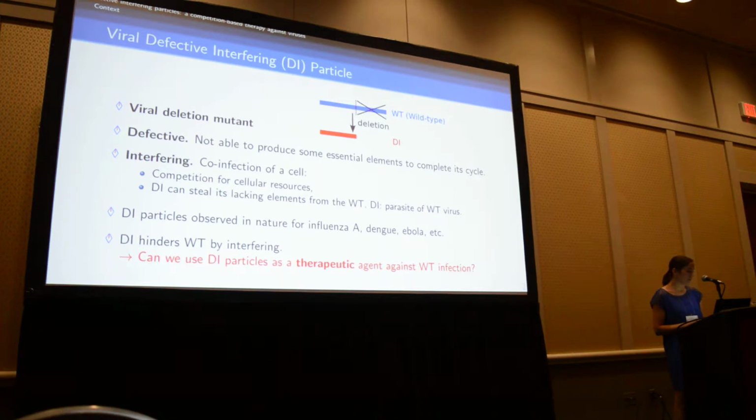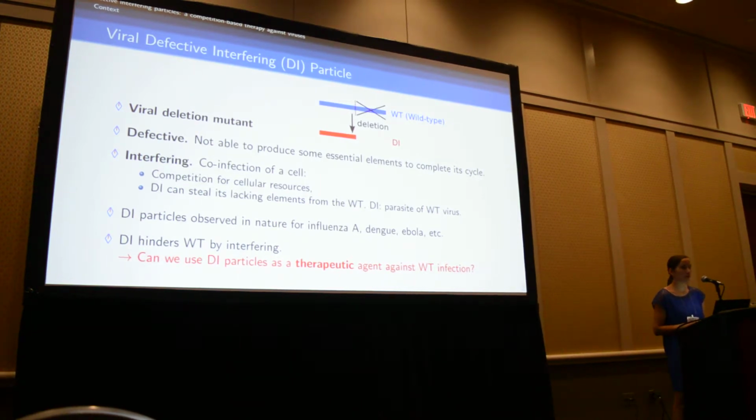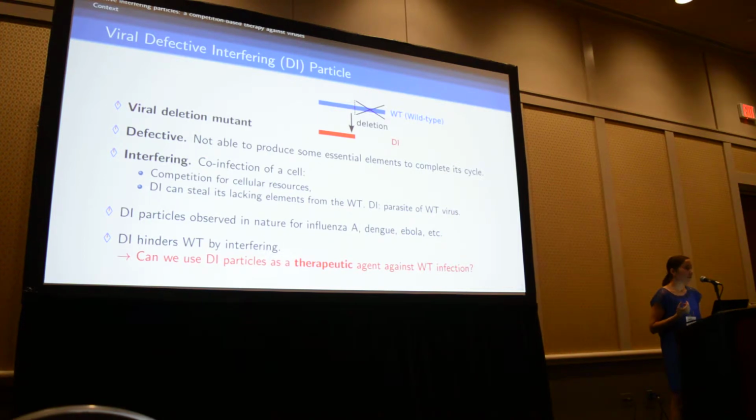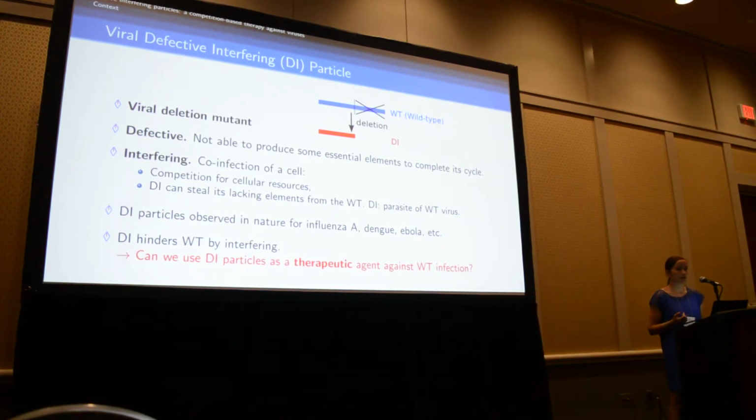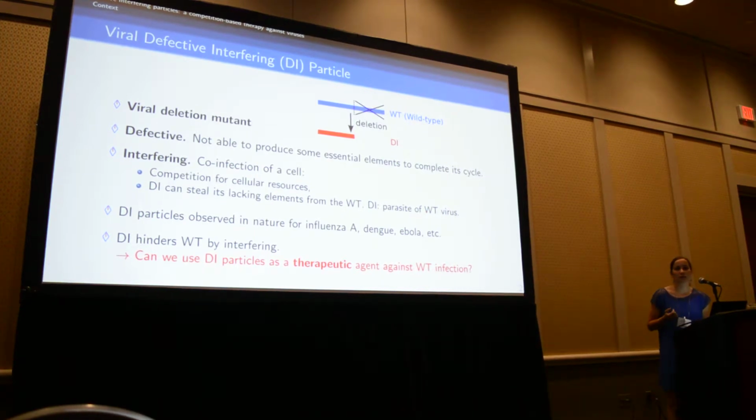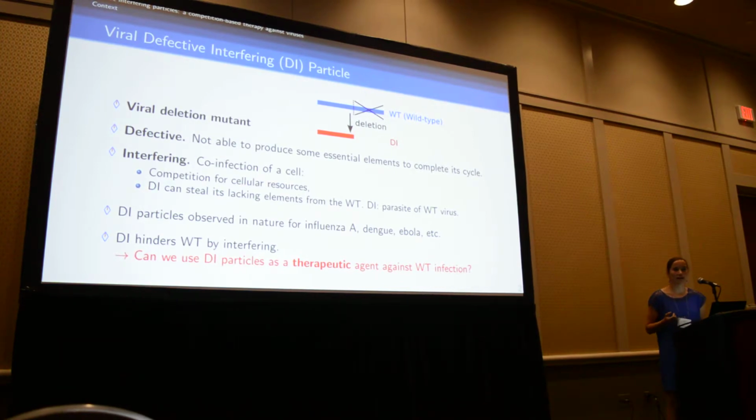They are viral deletion mutants, so if you have the genome of a wild-type virus, and a part of the genome is deleted, then you may obtain a DI genome. The first property is that it is defective, as it is not able to produce some essential elements to complete its cycle, and this is because of the genes it is lacking.